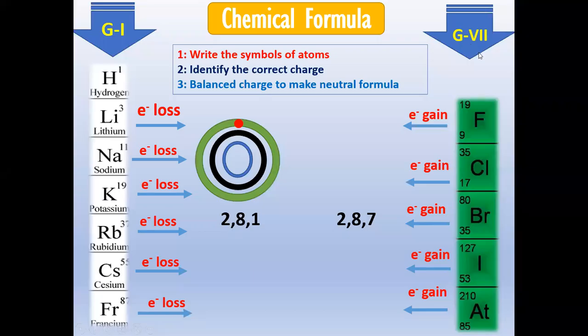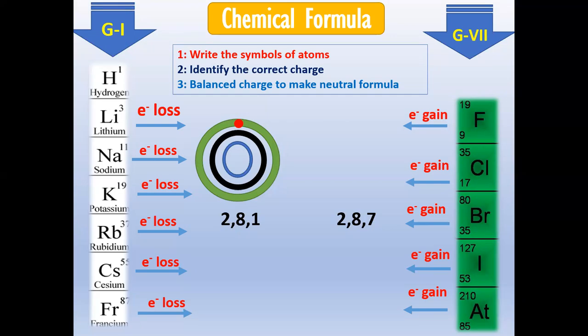For writing chemical formulas, we need to know about the oxidation state of different atoms. For example, group 1 elements have one extra electron in their outermost shell, so they have to lose that one electron, while group 7 elements have 7 electrons in their outermost shell, and they need 1 electron to complete 8 electrons in their outermost shell.